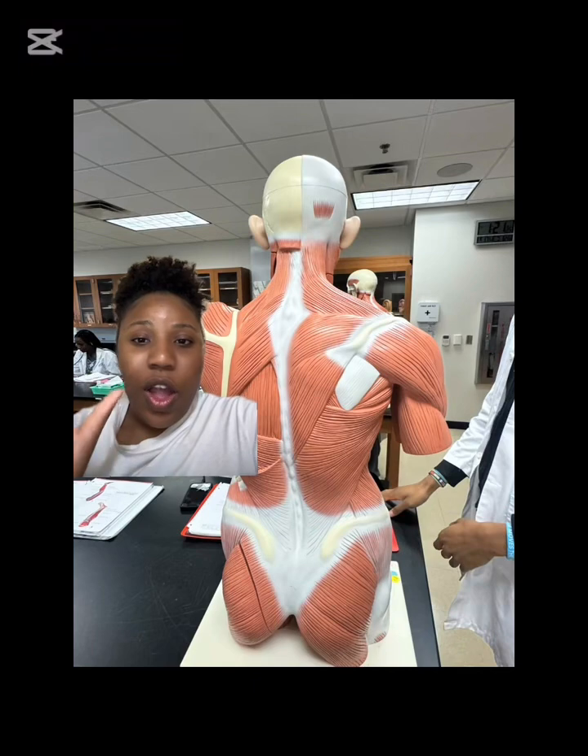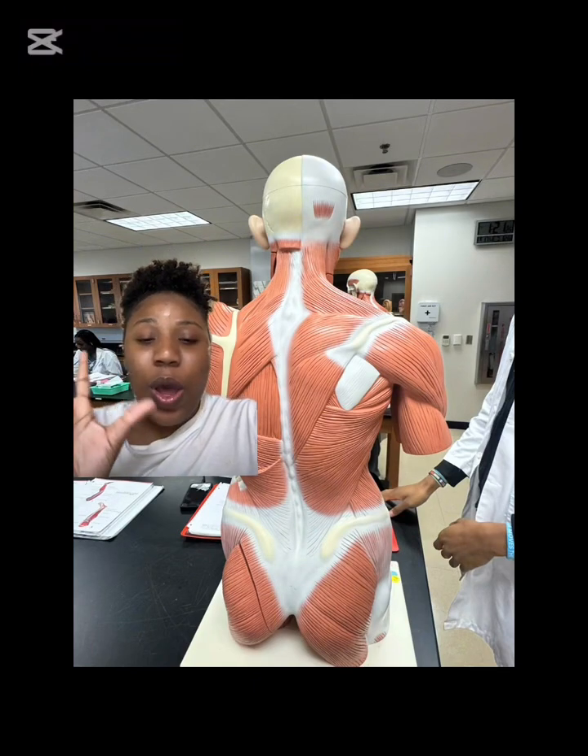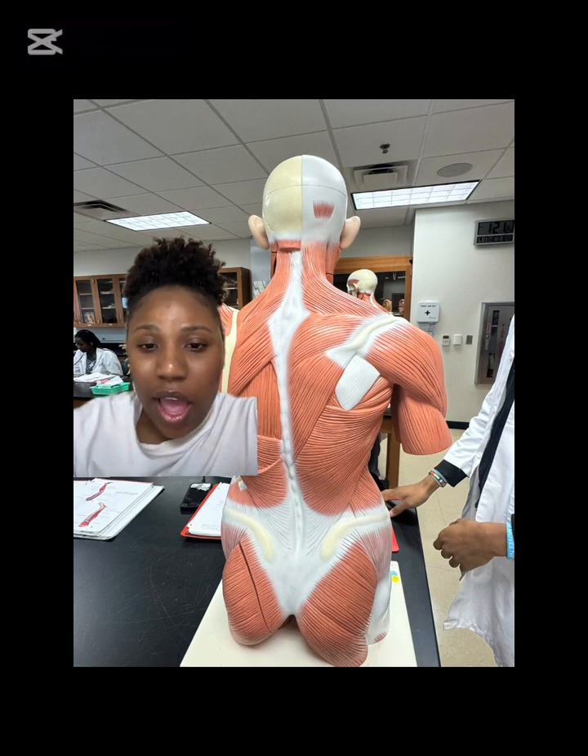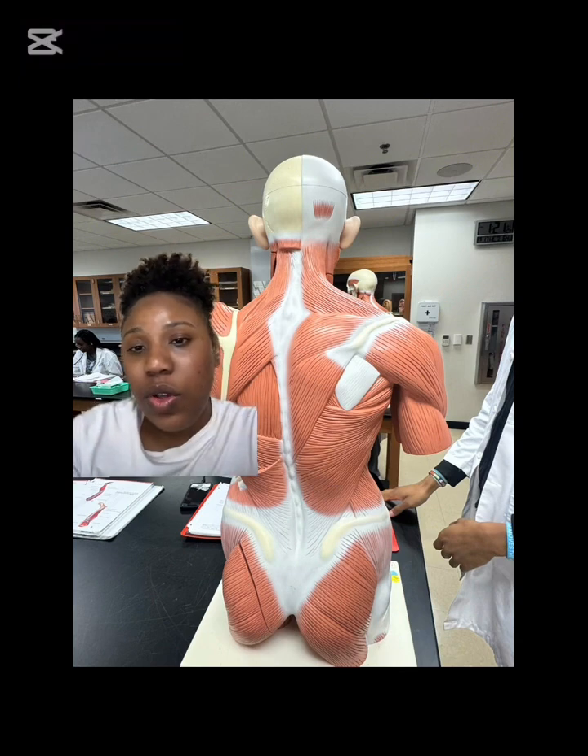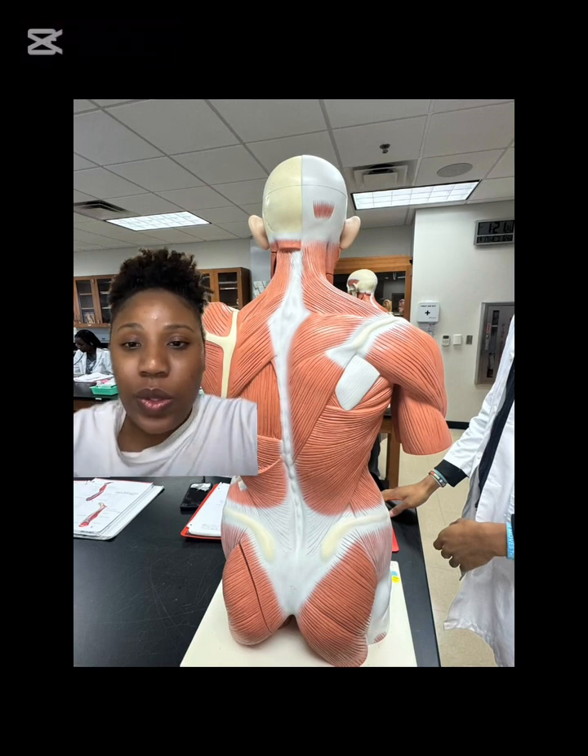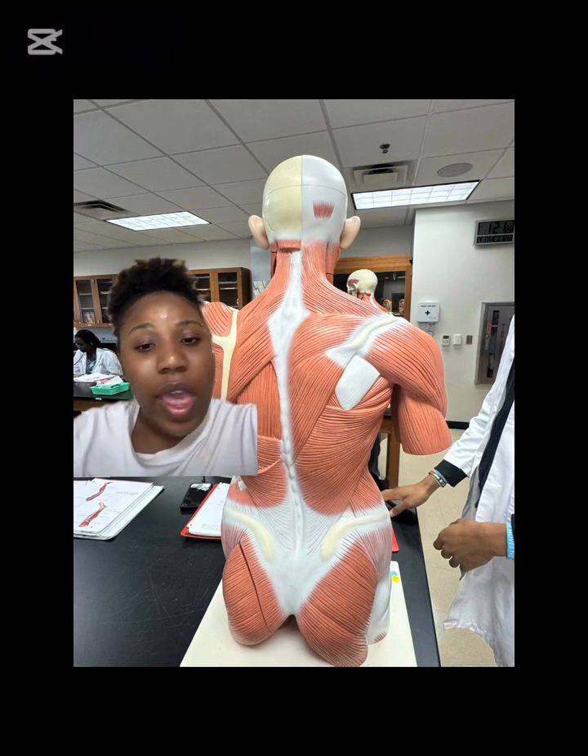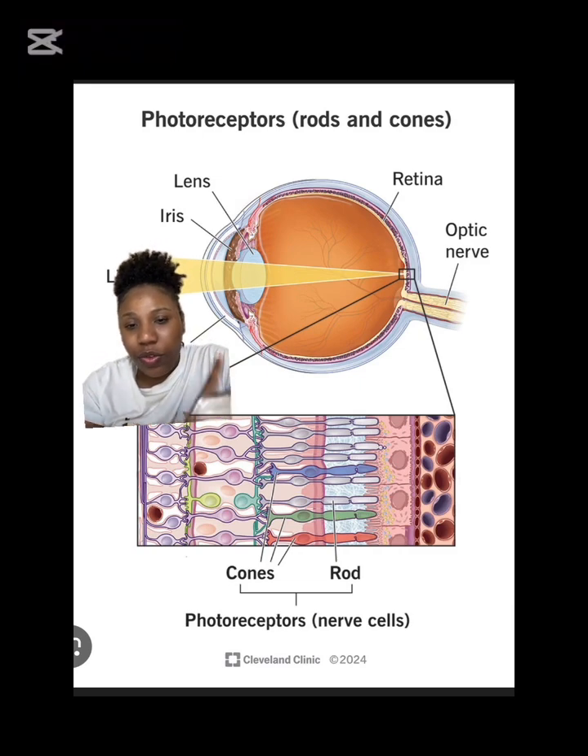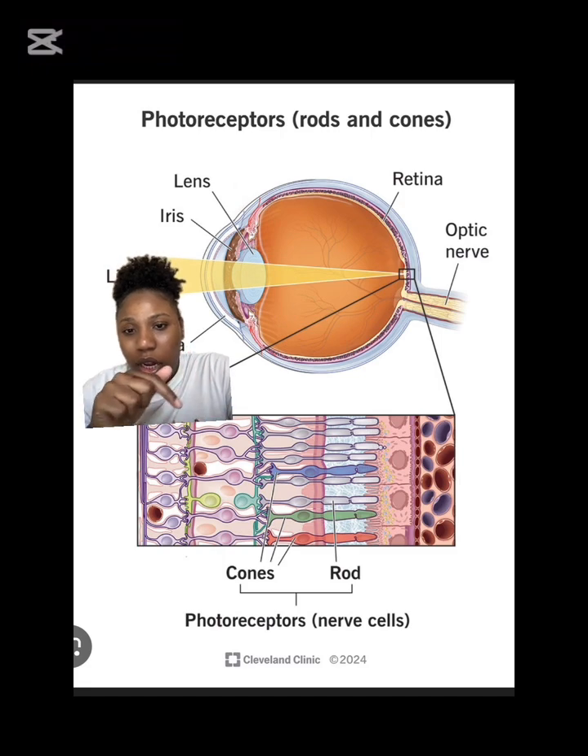All right, so far we have talked about the external structure of the eye and also the internal structure of the eye. Now we are going to talk about the rods and the cones. All right, so here we have an internal view of what the rods and cones look like. This right here is the rods and cones.